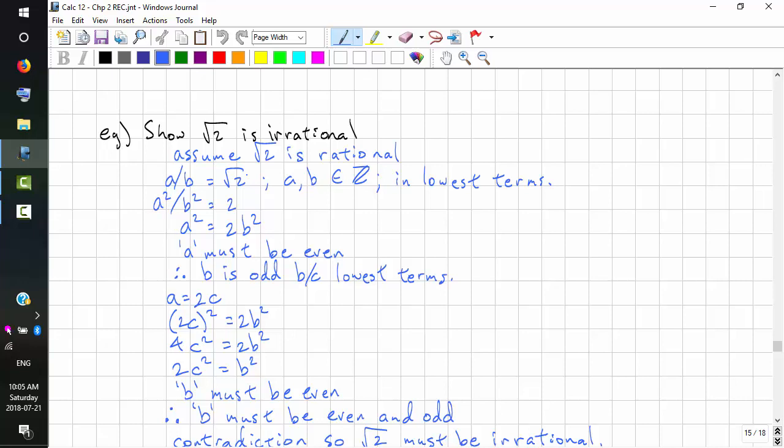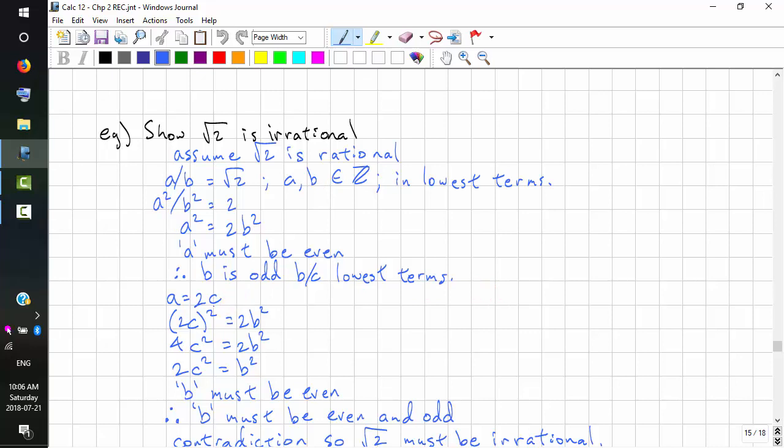We do some algebra. a squared equals 2b squared. If we have 2 on this side, that must mean a is even, because an even squared will lead to an even, and an odd squared will lead to an odd. And this must mean that b is odd because we have a over b in lowest terms. It must be odd because if a and b were both even, we could cancel out a 2 and it wouldn't be in lowest terms.